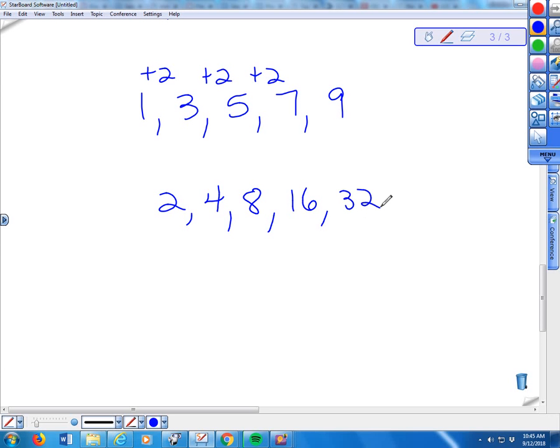Okay. What's happening here? Multiplying by 2 as I go, right? So this is multiplying by 2, and so on. So I could predict the next number to be 64. This is an arithmetic series. This is a geometric series. We're only going to be dealing in this section with arithmetic series. You're not going to be dealing with geometric.